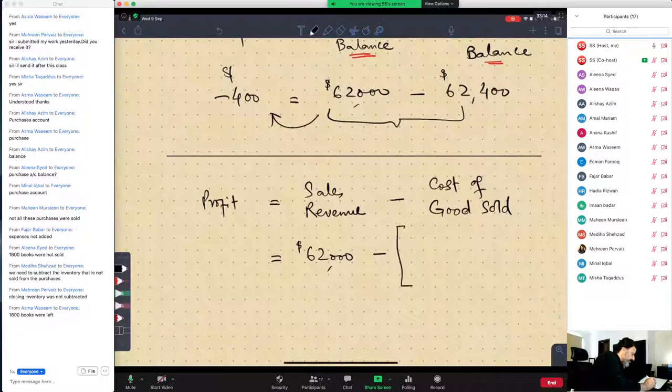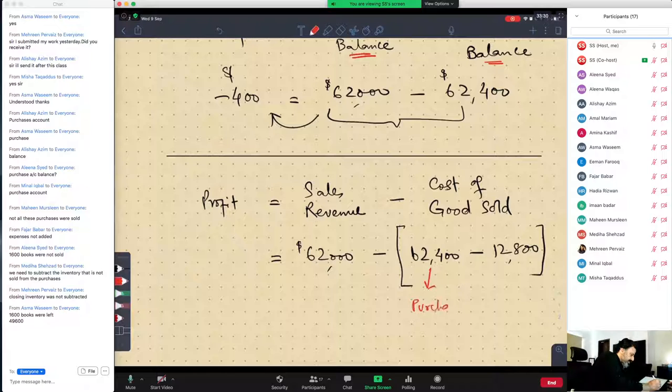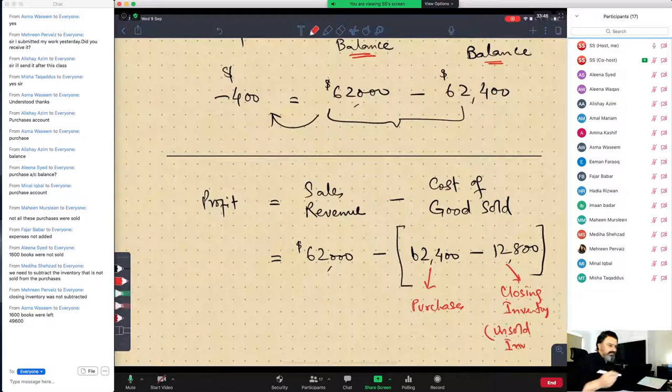What we do is we take the total cost of goods, which was 62,400, and we subtract the $12,800 of closing inventory here. This 62,400 is representing your purchases, and this 12,800 is representing your closing inventory. We call it the closing inventory. Closing inventory simply means unsold inventory. That part of the inventory that remains unsold, that is what we call the closing inventory, right?